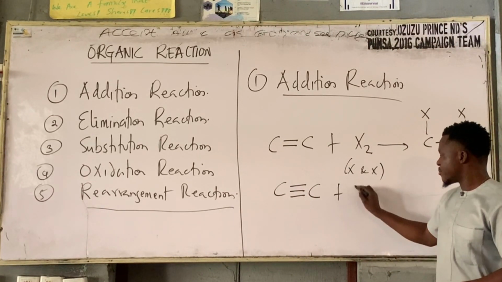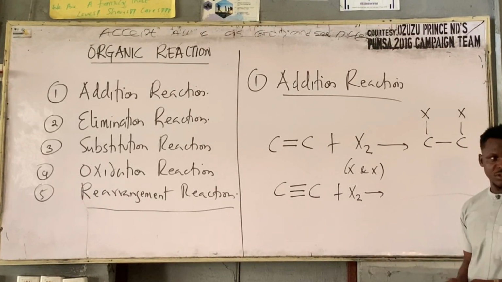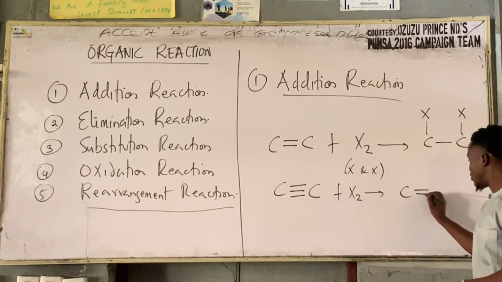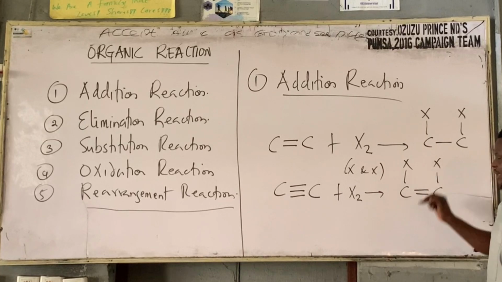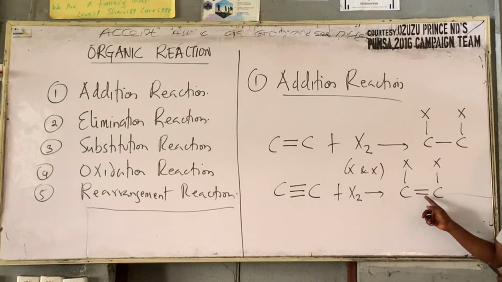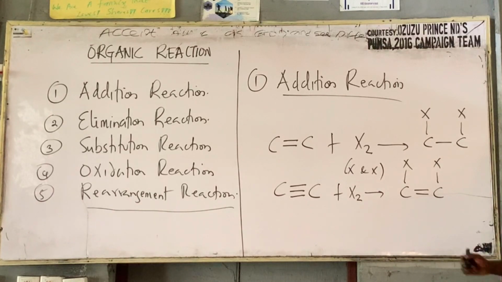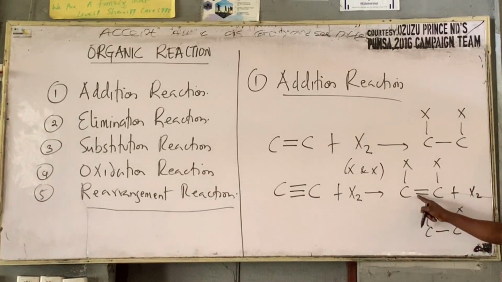Now, if I do this here, now this is a triple bond. So one of these will break out. This X, one will add here, another one will add here. If I want to remove this second bond, I will have to add another X again. This becomes plus another X2. This was already here. We now add this and remove the second one.